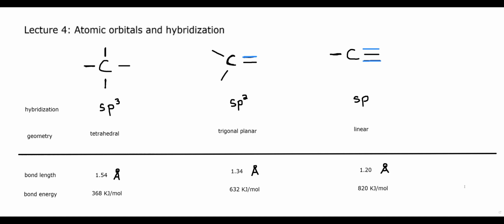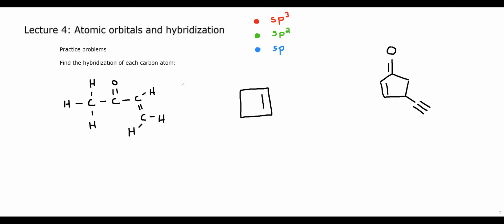Okay? So single bonds are long and weak. Triple bonds are short but strong. So here I've drawn three different molecules. I drew one with a Lewis structure on the left, and then the other two I drew with bond line structure. So we can continue practicing with bond line structure as well as hybridization.